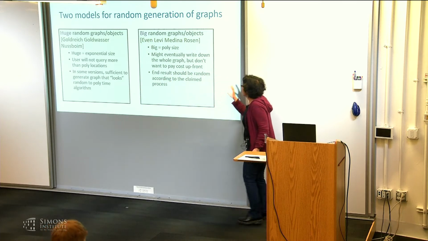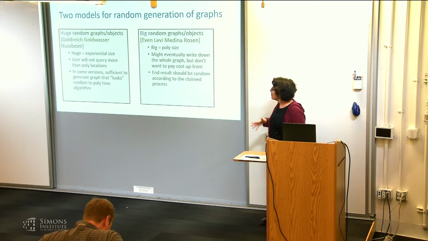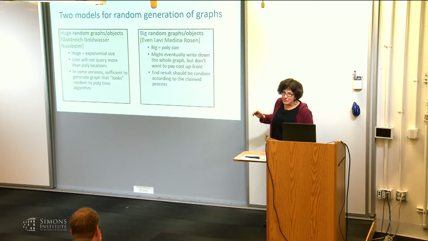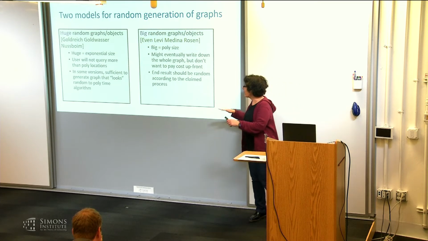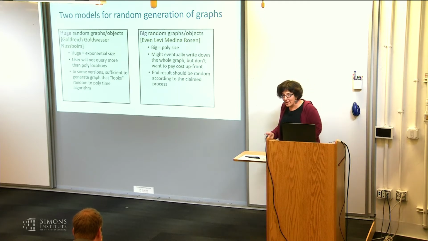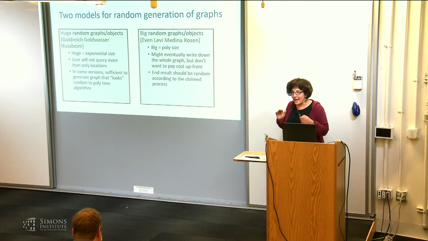In the work of Even-Levi-Medina-Rosen, I would like to call it big instead of huge. Okay? These are big random graphs. Big is polynomial size. You might eventually write down the whole graph, but you don't want to pay the cost up front. So the end result should be random according to the claimed process, and not just pseudo-random, but actually random.